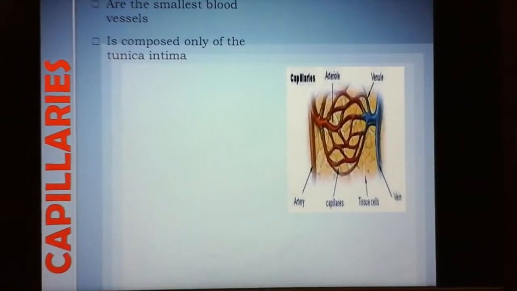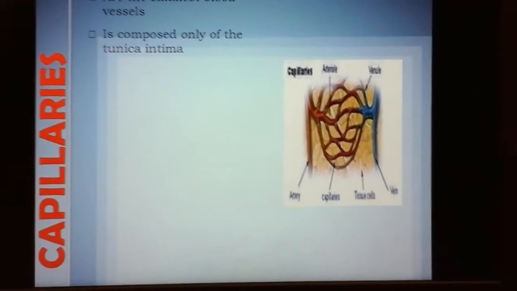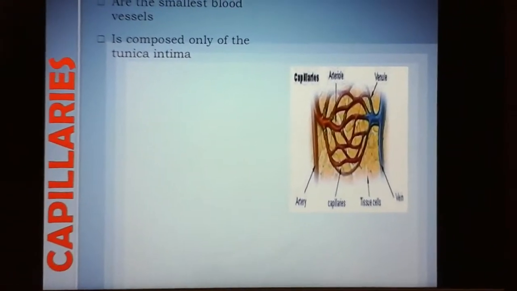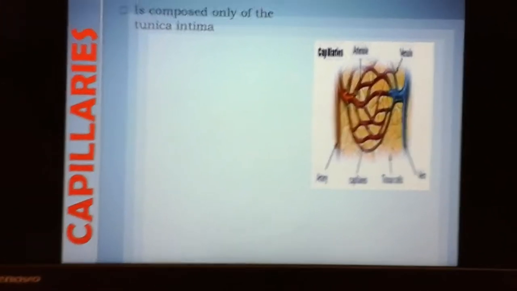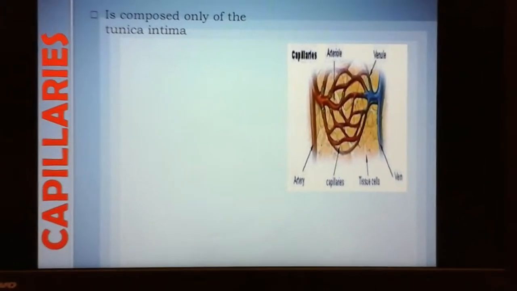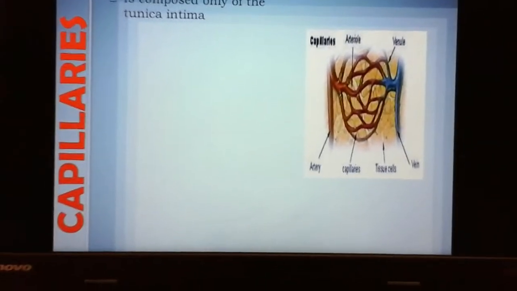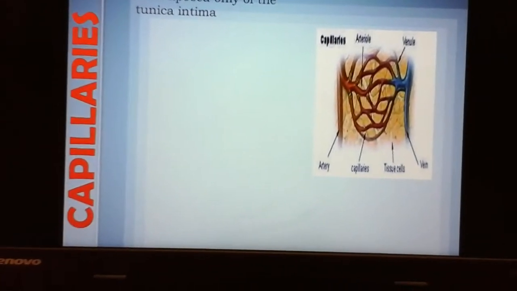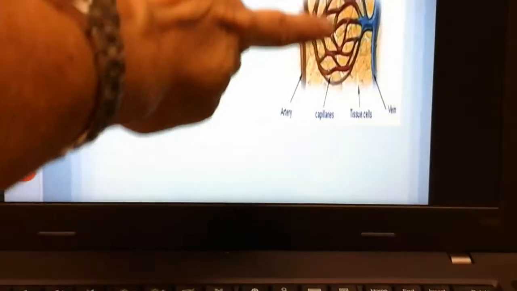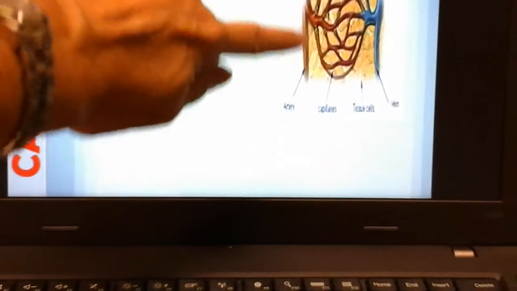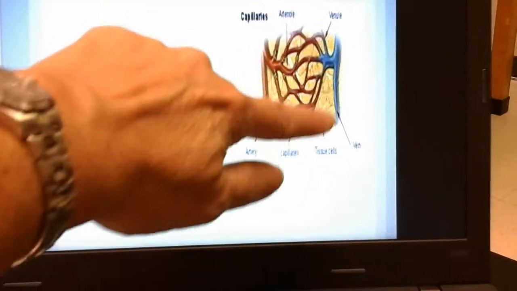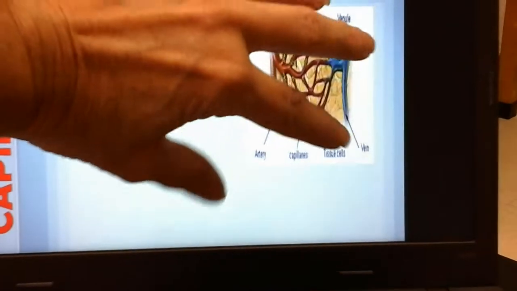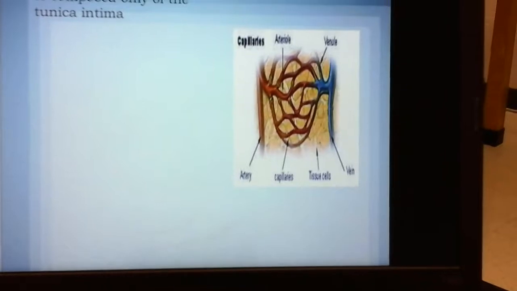Now, therefore, capillaries do not have a tunica media, so capillaries cannot pulsate. Pulsating is what moves the blood through the blood vessels. Well, capillaries can't move. Capillaries can't pulse. And if you'll notice here, you never have just one capillary. Here's an artery. Here's the arteriole. Here's the capillary. So the arterioles will branch into what's called a capillary bed.